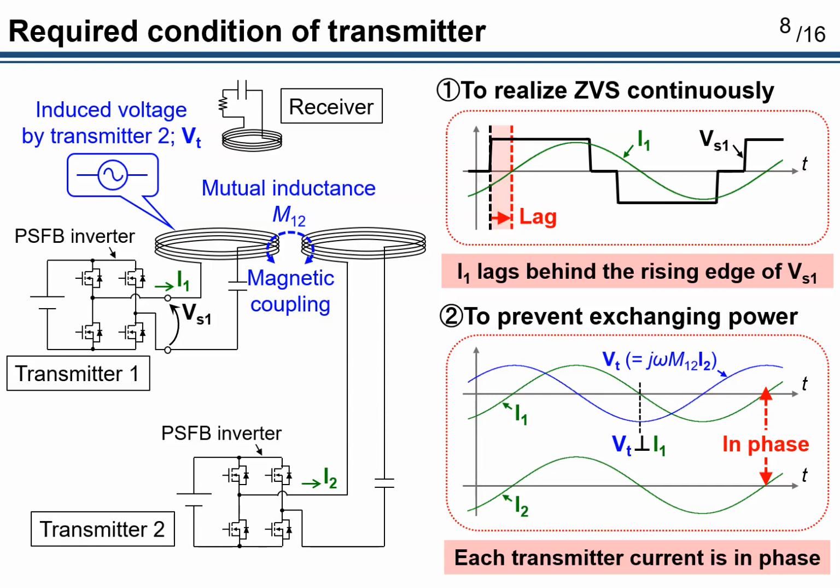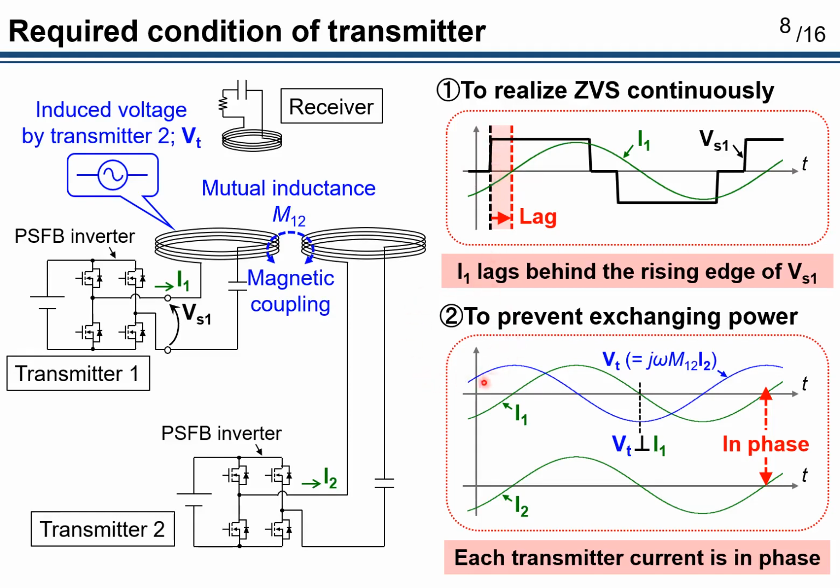I will show the required condition of the transmitter. First, to realize the ZVS continuously, regardless of the load condition and the cross interference, it is required that I1 lags behind the rising edge of VS1.